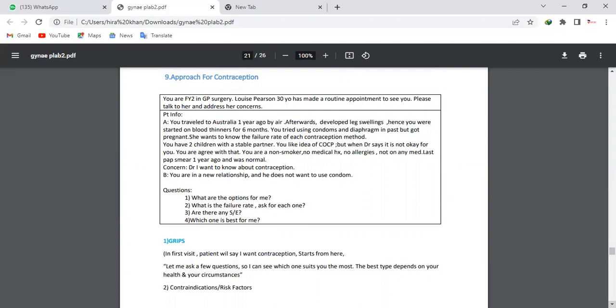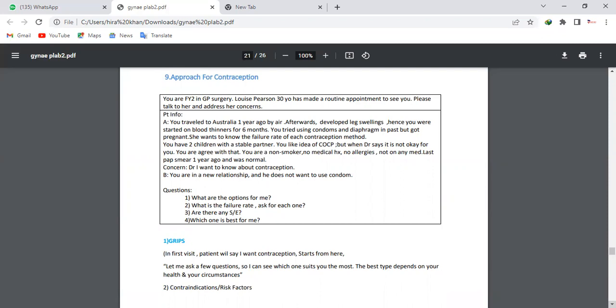You have 2 children with a stable partner. You like the idea of COCP, but if the doctor says it is not okay, then you will be fine with that. You are a non-smoker. No medical problems or allergies. Your last pap smear was 1 year ago, and that is fine. I want to know about the contraception. You are in a relationship and he does not want to use condoms. So you have to mention that.